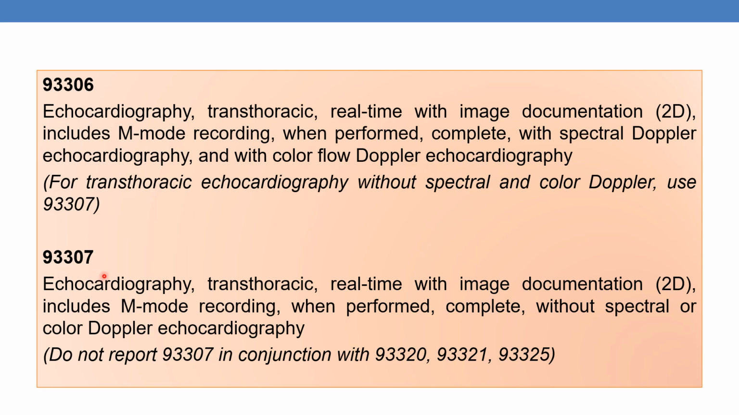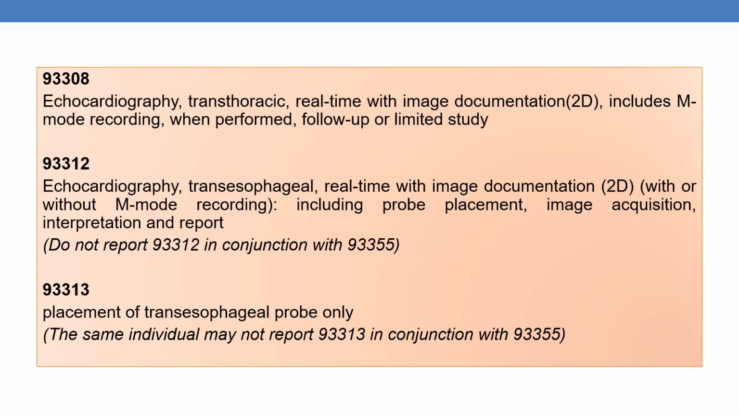And next CPT is 93307. Echocardiography transthoracic real-time with 2D imaging including M-mode recording when performed, complete, without spectral or color Doppler echocardiography. Without Doppler studies, you need to report 93307. And with the Doppler, you need to report 93306. The next CPT is 93308. Echocardiography transthoracic real-time with image documentation including M-mode recording when performed, follow-up or limited study.